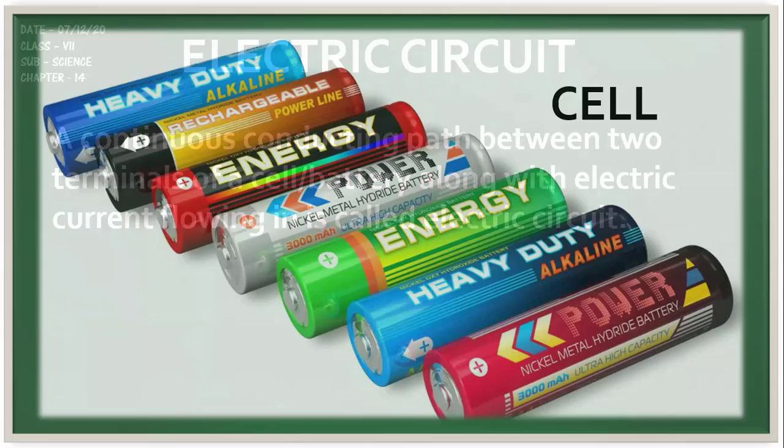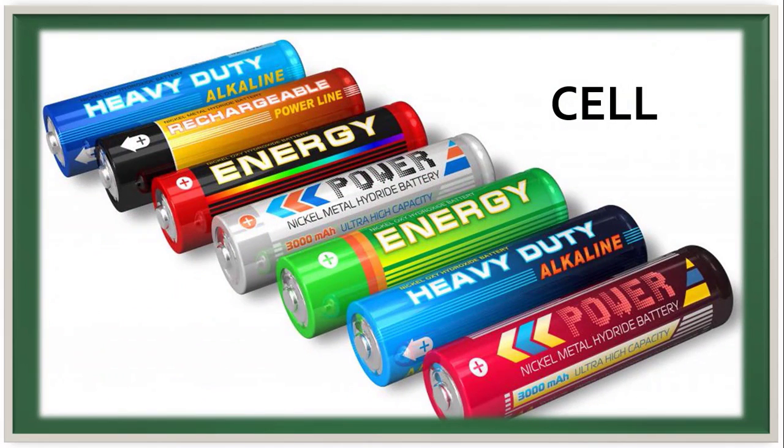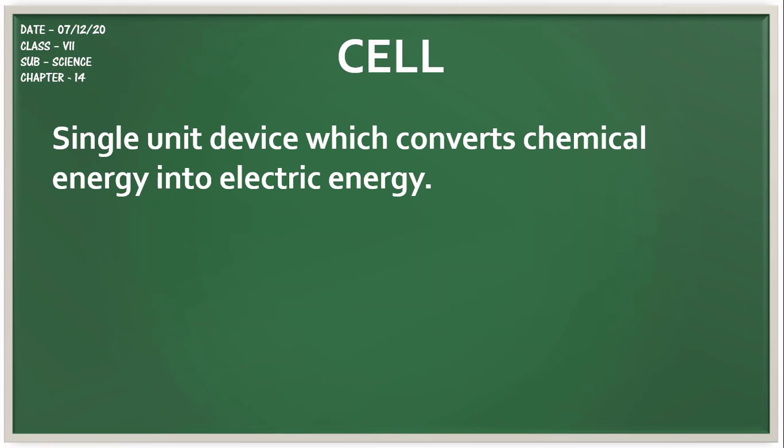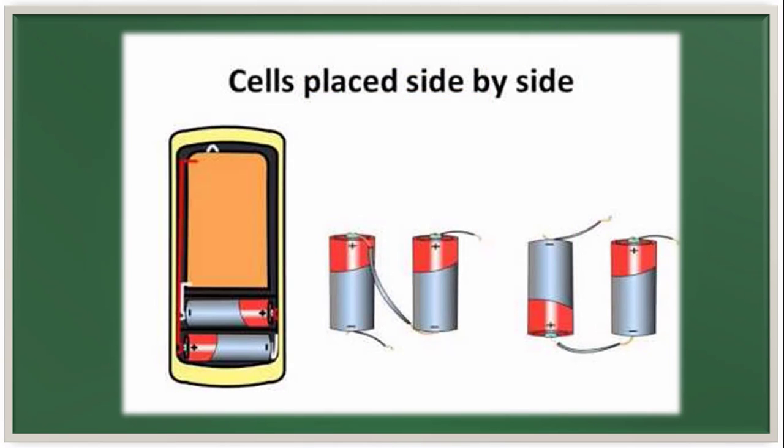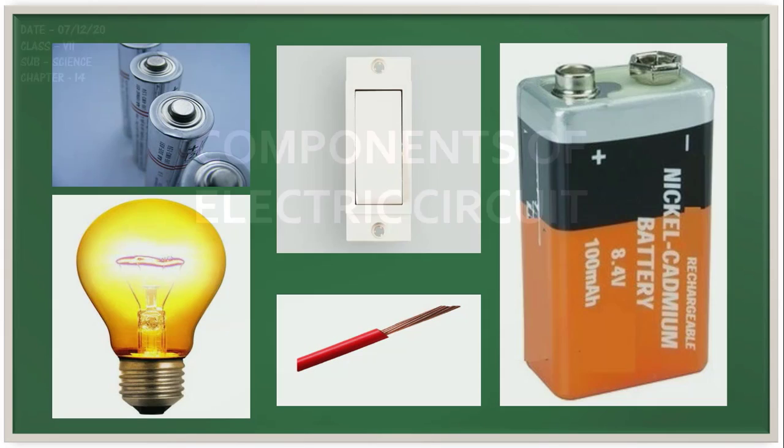Here you can see an image. What is this? Usually we call it battery, but it's not a battery, it's a cell. A cell is a single unit device which converts chemical energy into electric energy, while a battery usually consists of a group of cells, where the positive terminal of one cell is connected to the negative terminal of the next cell. The components of electric circuit are cell, bulb, switch, wire and battery.